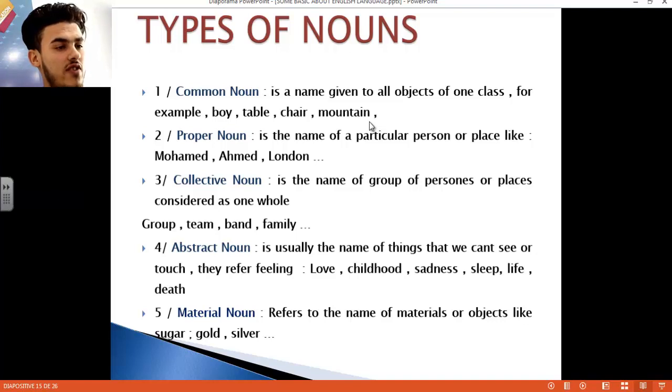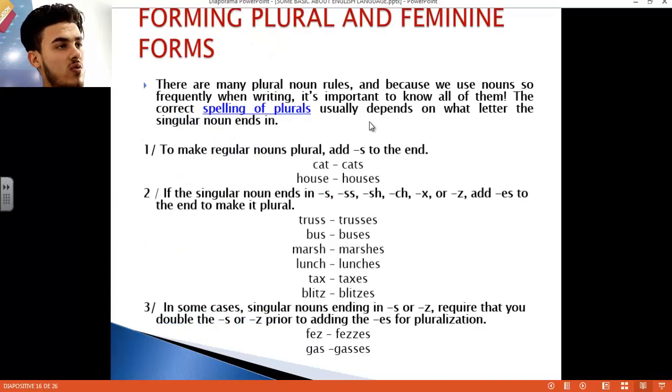5. Material noun refers to the name of materials or objects, like sugar, gold, and silver. We have also to see forming plural and feminine forms in English. As we know, in English there is no difference between the women and the men, or between the feminine or the masculine, only there are some exceptions.